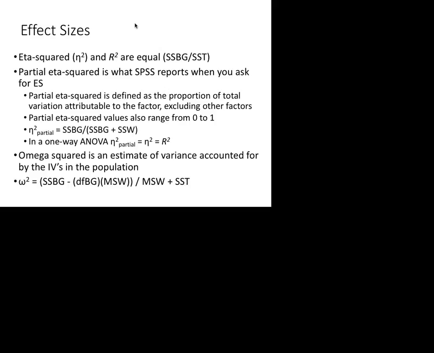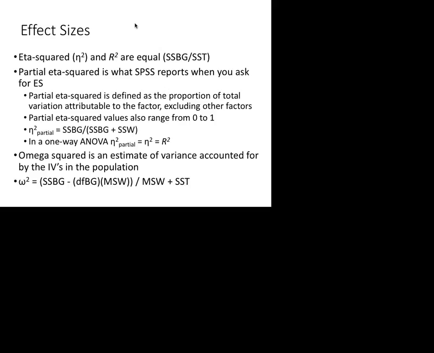In a one-way ANOVA, there is only one factor. So there's nothing to partial out. We're not partialing out any variance. So in a one-way ANOVA, partial eta squared is equal to eta squared is equal to R squared.